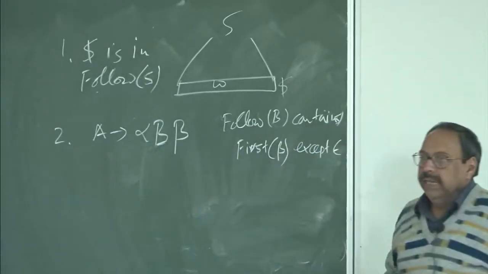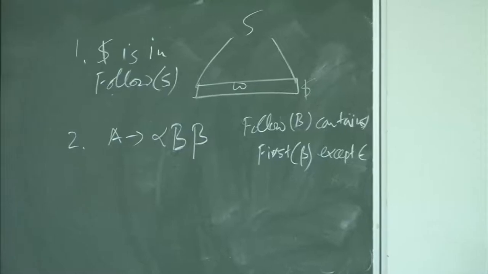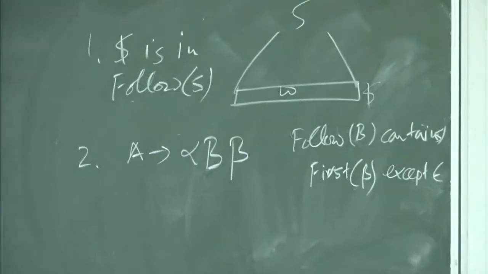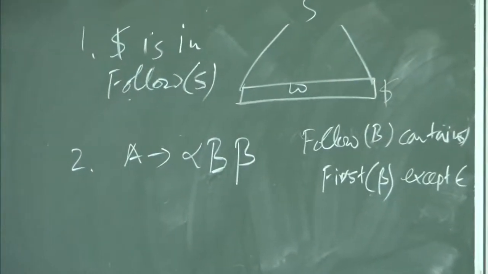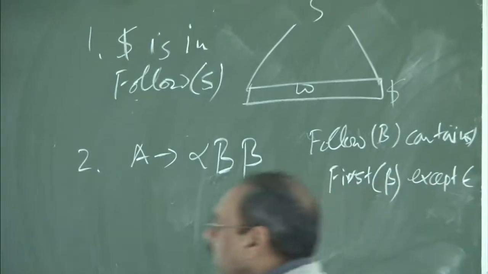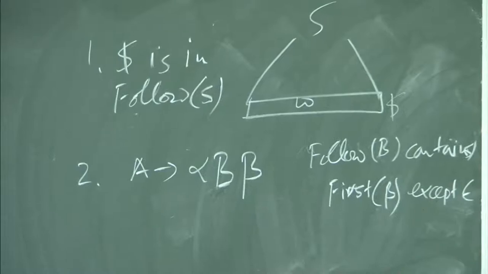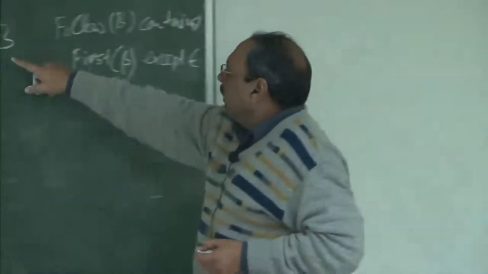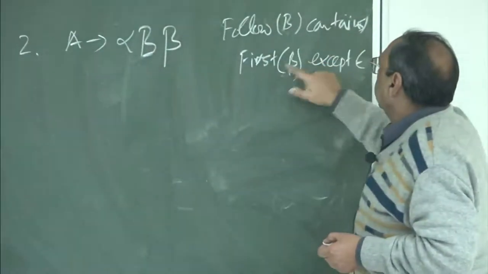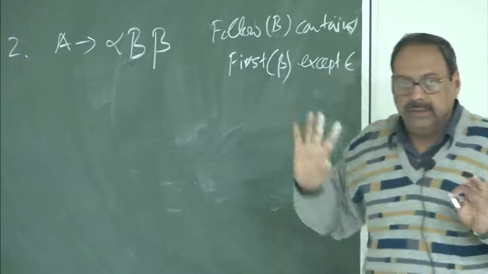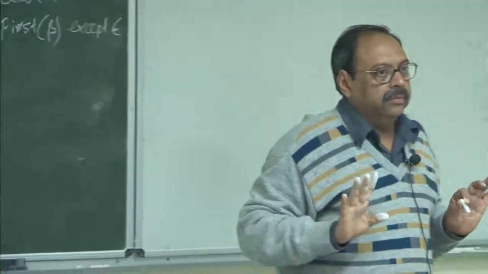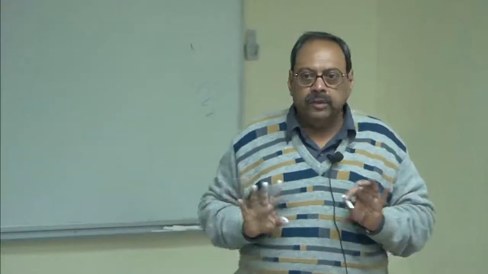See, in follow sets, epsilon is trivial, right? I mean, after any symbol, you can just put an epsilon there and say this is in follow of. So I can trivially put any number of epsilons, and therefore, you will notice that follow sets actually don't contain epsilon. The first which contains epsilon because it can derive epsilon, right? So if I have a pattern like this, then I'll say follow of B contains first of beta except epsilon. Right, everyone agrees with this? Everyone is comfortable with this?